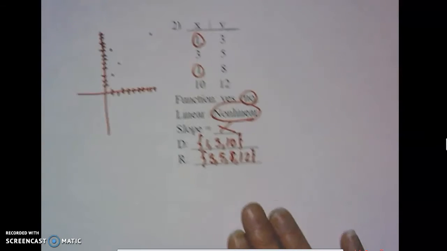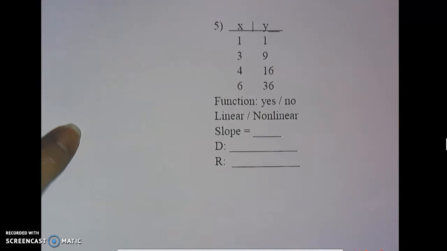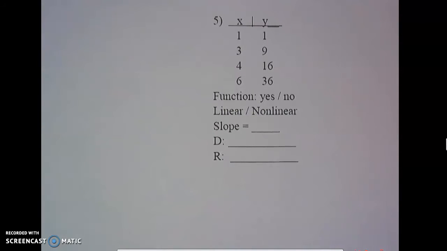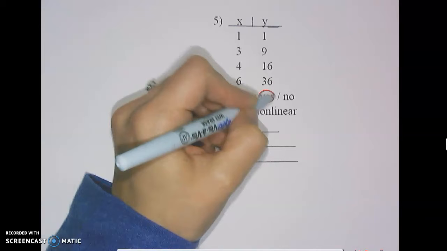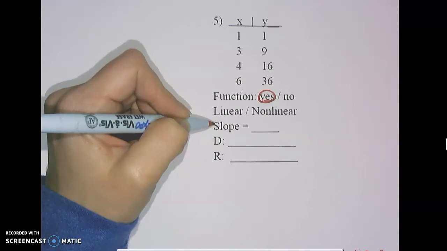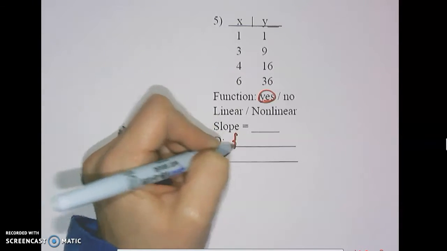Okay, we're going to look at one more of these. So we have these points to deal with. So is this a function? So 1, 3, 4, 6. We didn't repeat ourselves, so we're going to say yes. Linear, nonlinear, and slope, we have to do some extra work. So let's go on to domain here, because that's easy to complete.